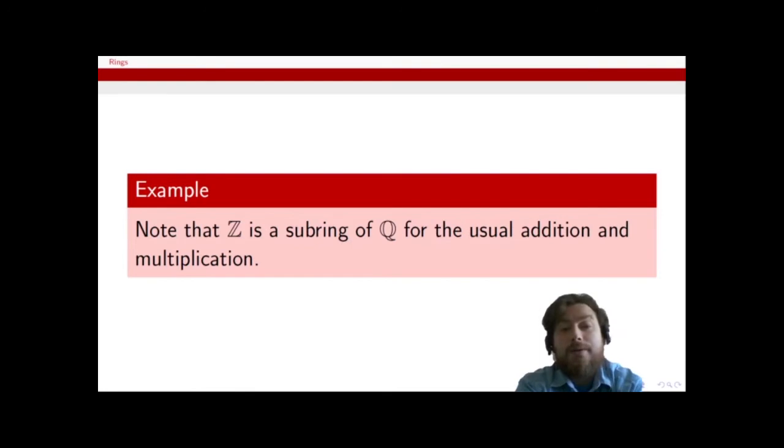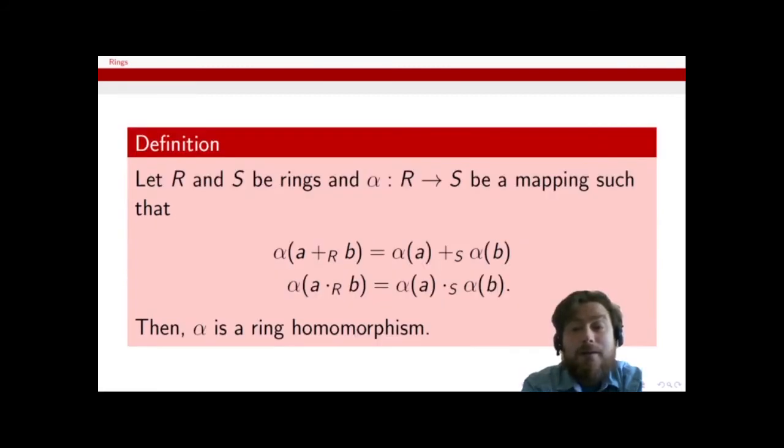Note that we've already shown that Z and Q are rings, but if we also note that Z is a subset of Q, that is, every integer is indeed a rational number, what we get is Z is a subset of Q, Z is a ring, Q is a ring, therefore Z is a subring of Q. The other thing we used with groups was homomorphisms.